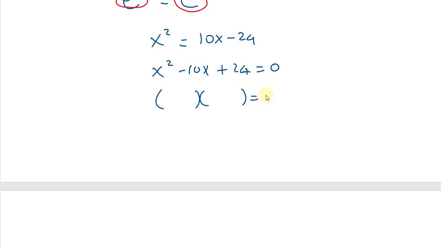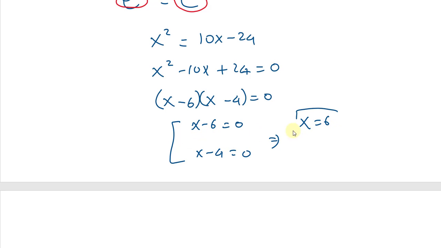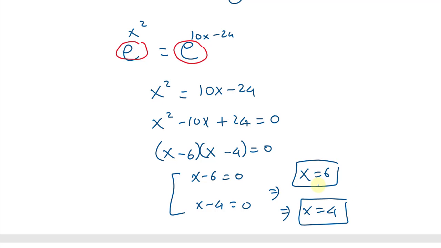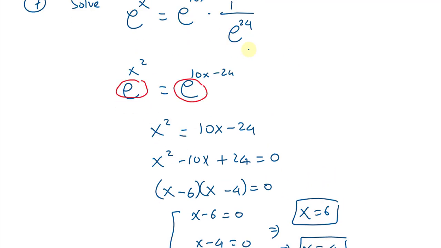Again, by using factoring, I can have x and x. Finding two numbers that when I multiply together, I get 24, and when I add them, I get minus 10. That is minus 6 and minus 4. Minus 6 times minus 4 gives me plus 24. Minus 6 plus minus 4 gives me minus 10. So that tells me that I have x minus 6 equals 0 and x minus 4 equals 0. Adding 6 on both sides, I have x equals 6. Adding 4 on both sides, I have x equals 4. And those are the solutions to this exponential equation.